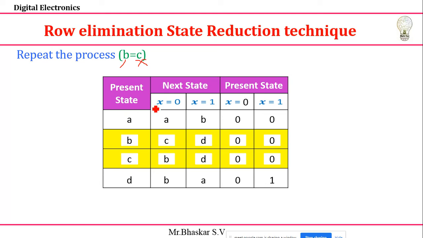What I'll do is eliminate C and keep B, and here also I'm going to keep B. So now we have B B D C 0 0, next B B D 0 0. So easily I can eliminate this.